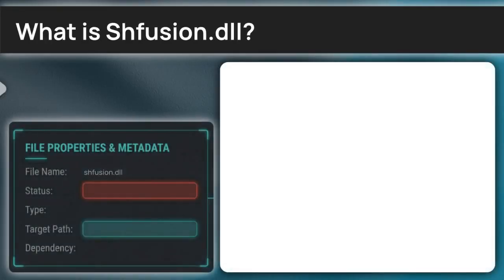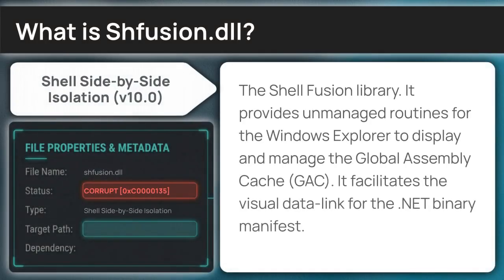This is the Shfusion library. It provides unmanaged routines for the Windows Explorer to display and manage the Global Assembly Cache, GAC. It facilitates the visual data link for the .NET binary manifest.